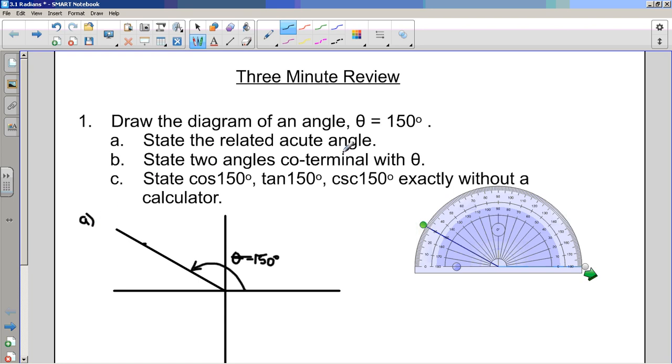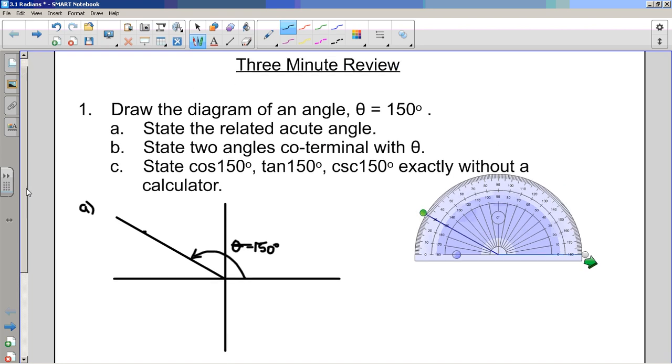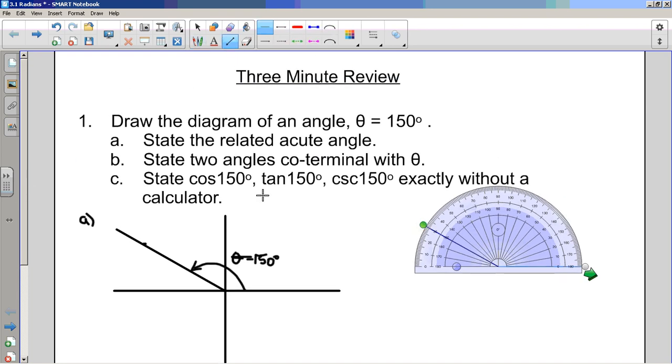State two angles coterminal with theta. So coterminal, what does that mean? It means angles that stop in the same spot. I've got this one right here, that's 150. What would be another angle that stops at the same spot as 150? Well, I could go all the way around once and then 150. What angle is that? That's going to be 360, one lap around, plus the 150.